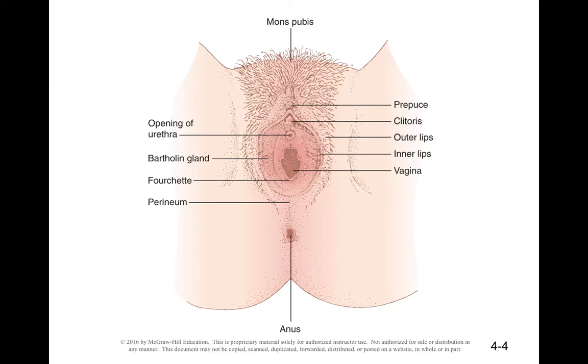Then between the vagina and the anus is the perineum, which is also very sensitive. You'll see here also the hairy outer lips, the labia majora, and the hairless inner lips, the labia minora. You'll see the Bartholin glands that are located underneath the inner lips.